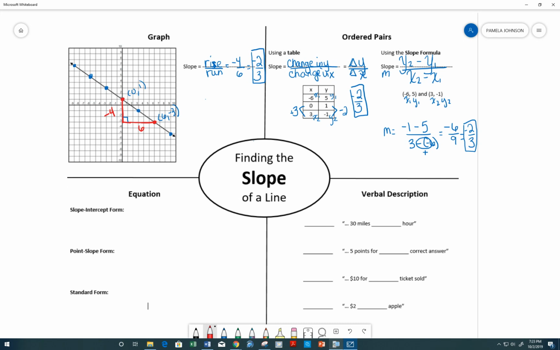Now, there's 3 different forms of a linear equation, and all 3 of these forms and your slope formula can be found on your reference chart. Okay? So in your reference chart for your STAAR EOC for Algebra 1, you'll see that the slope-intercept form is y equals mx plus b. Okay? So this m right here is going to be our slope. Okay?